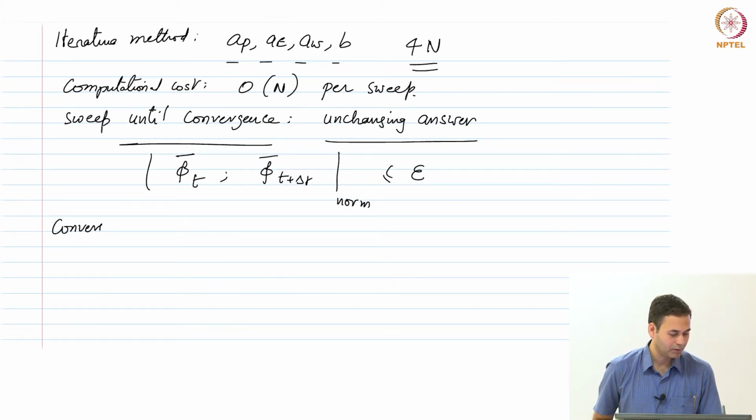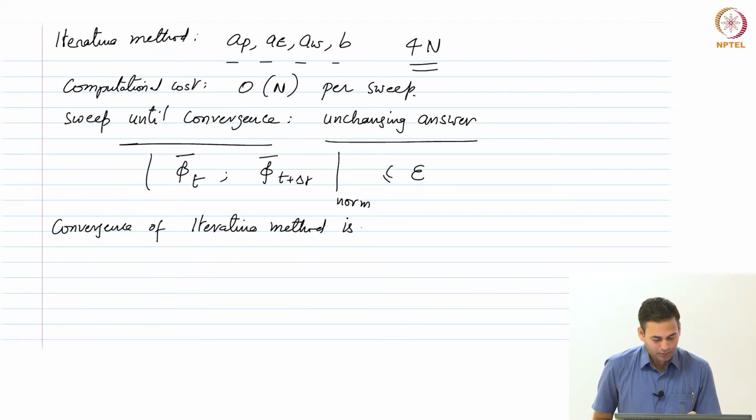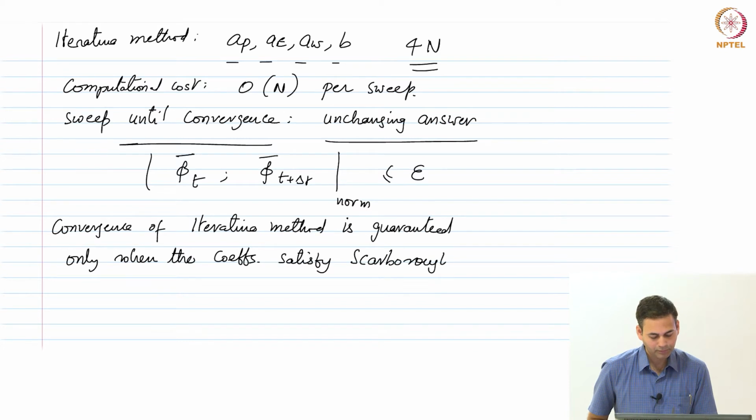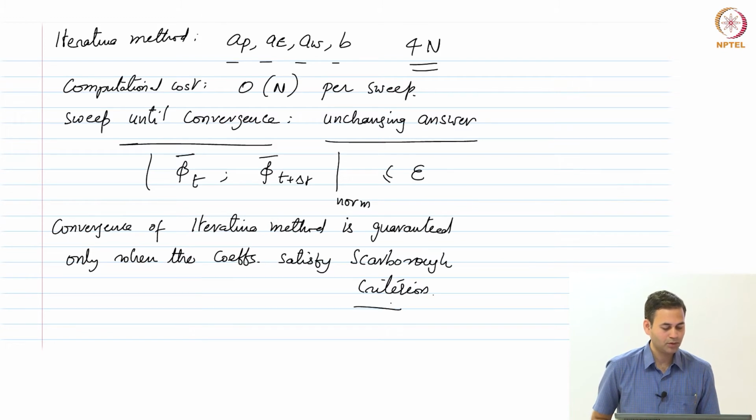So, essentially the convergence of any iterative method is guaranteed only when the coefficients satisfy something known as Scarborough criteria. So, if the coefficients of the matrix satisfy something known as Scarborough criteria, then the convergence is guaranteed for an iterative method.